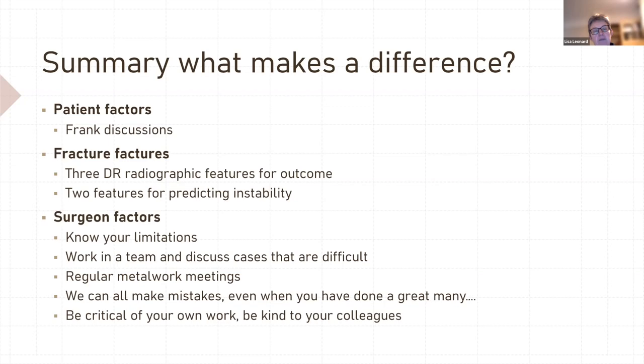And even when you've done lots and lots of these, I must have fixed thousands of distal radiuses, we can still make mistakes. So be very critical of your own work, but be very kind to your colleagues, because next week they might be the poor ones who are going to have a problem or be dealing with you when you've had a problem. So I hope that was helpful. Any questions? Thank you very much, Lisa.